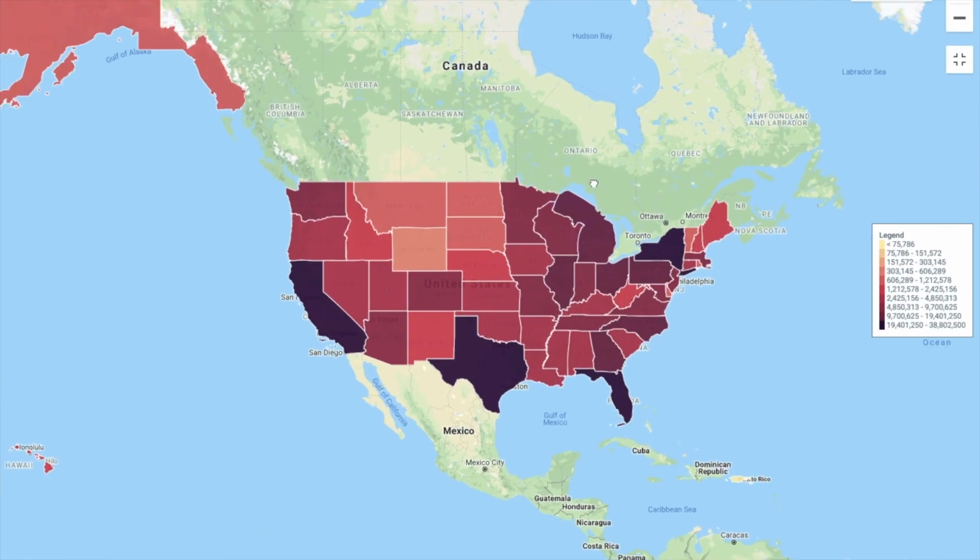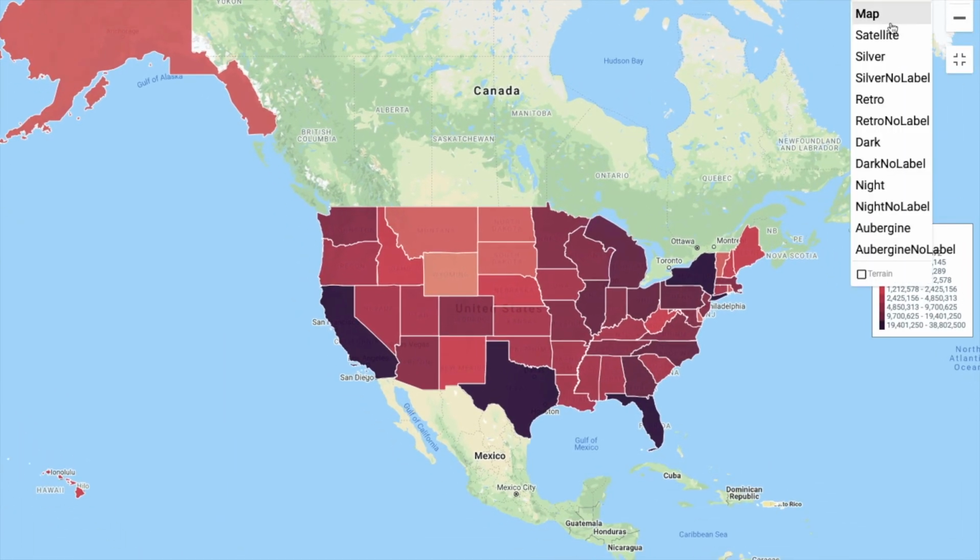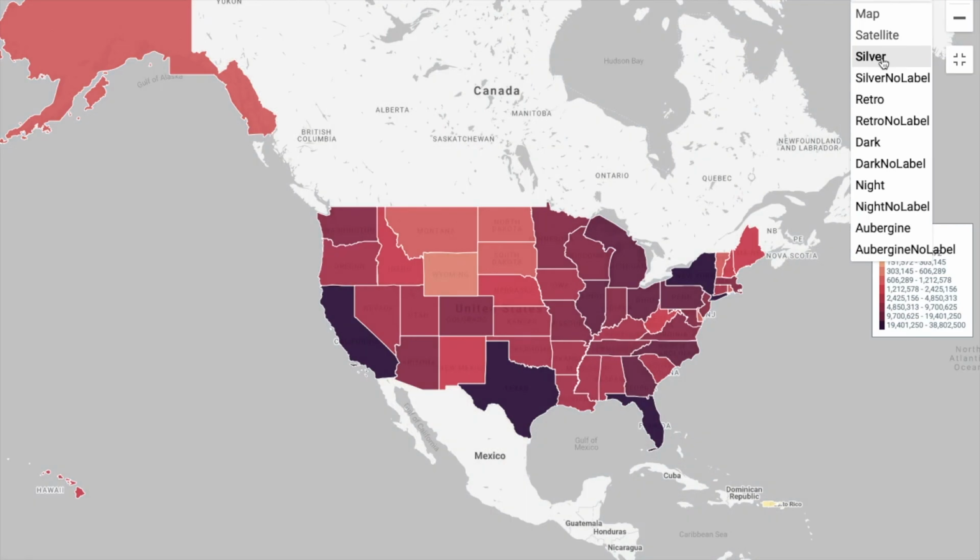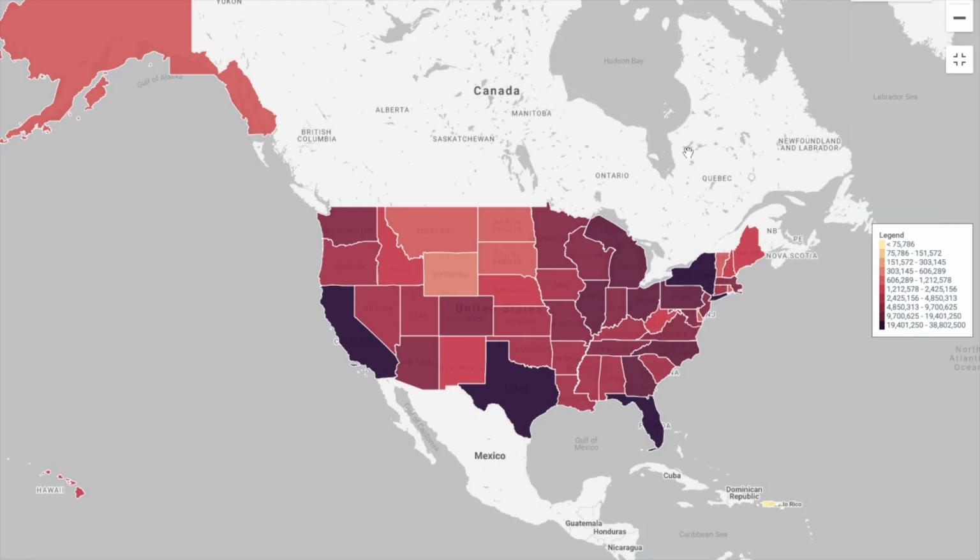You can go to full screen to have a larger view of the map. Try out different base map options. Press Escape key to exit full screen.